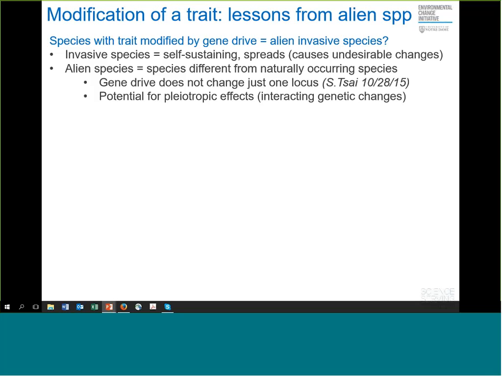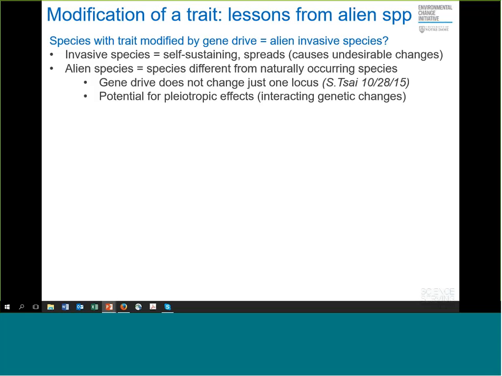And those are the 2 key parts of what ecologists who study invasions see as the definition of an invasive species: self-sustaining and spreading. Now, normally, when we talk about invasive species, we're talking about species that also cause undesirable changes. But of course, in the applications of gene drive, at least the ones I'm going to consider, I'm considering only benevolent changes that are intended to be desirable.